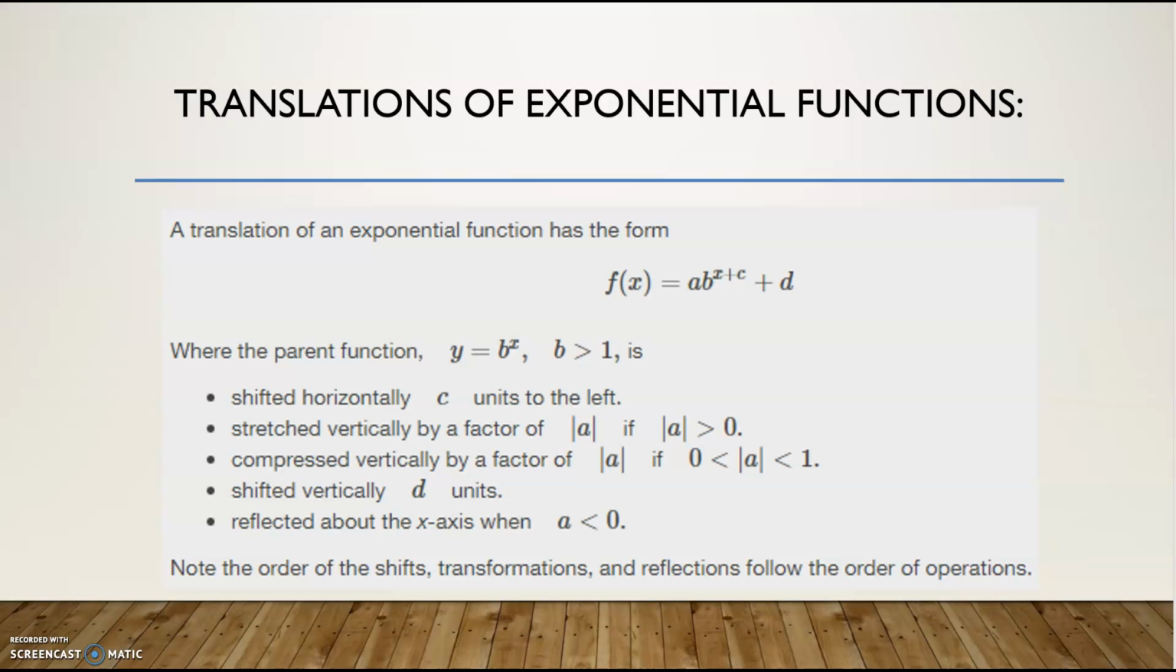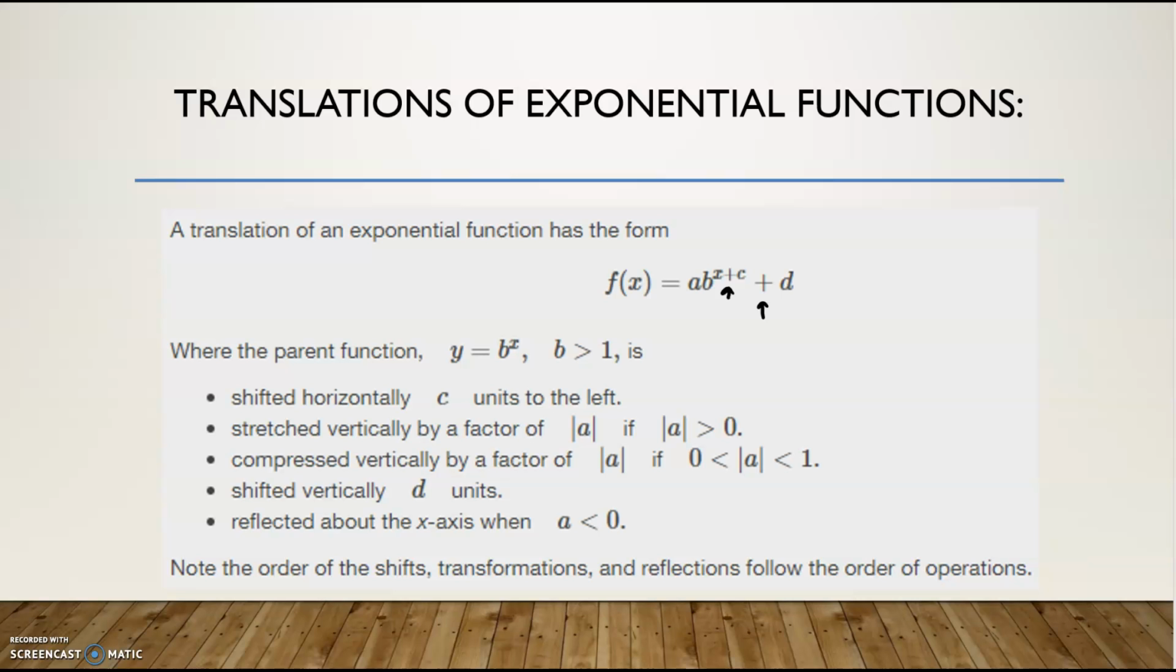You've got the parent function y, or f of x, is equal to b raised to x, and b's got to be greater than 1. Then you have shifted horizontally c units to the left if it's positive here, and c units to the right if it's negative there. You have stretched vertically by a factor of a if a is greater than 1, compressed vertically if a is between 0 and 1, and if this is positive, you've gone up vertically d units. If it's negative, you've gone down vertically d units.